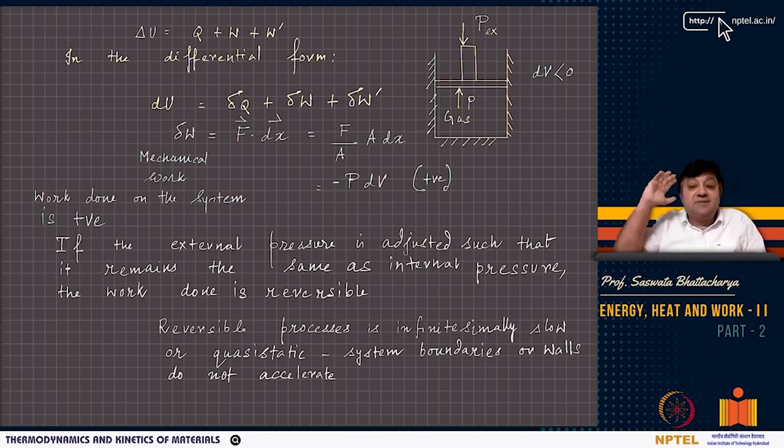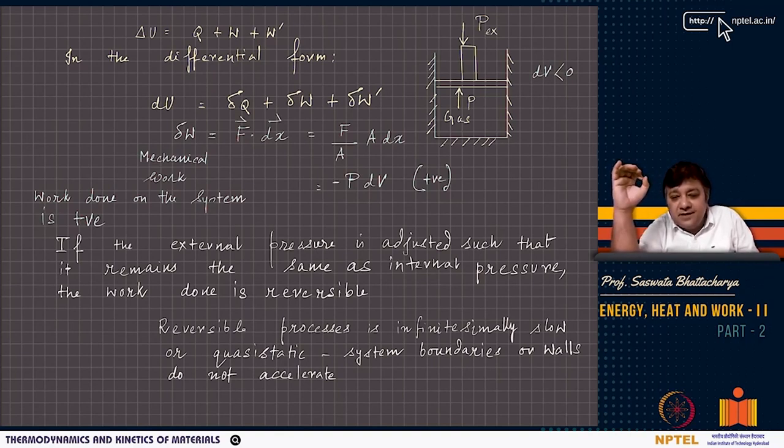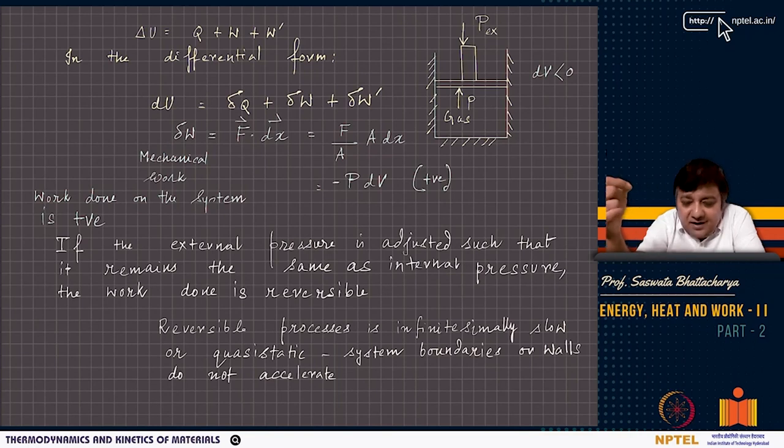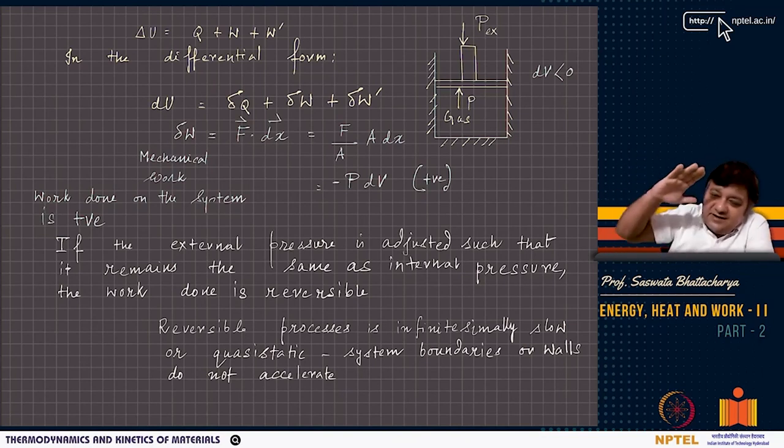Now remember, when this type of experiment is going on, we are doing mechanical work, and this external pressure is adjusted in such a way that the process remains static and the same as the internal pressure. Every time I increment the external pressure by a small amount, we allow the system to equilibrate locally so that it remains the same as the internal pressure, right? In such a case, the work that we are doing is a very infinitesimal process.